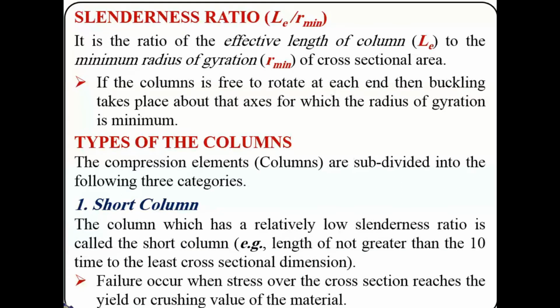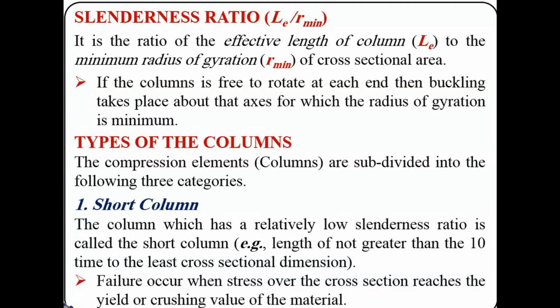For example, a short column is a column which will fail due to either crushing of the material or yielding of the material. A column which has a relatively very low slenderness ratio is referred to as a short column. In this case, the length of the column is less than or equal to 10 times the least cross-sectional dimension. So if a column has the dimensions A into B, and B is less than A, then the length should be less than or equal to 10 times B. Failure occurs when the stress over the cross section approaches the yield or crushing value of the material. So the basic classification is based upon this criterion.